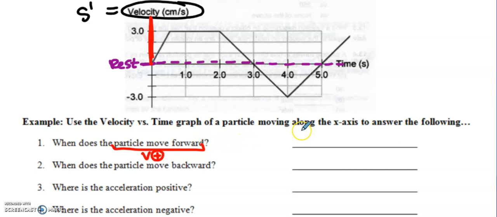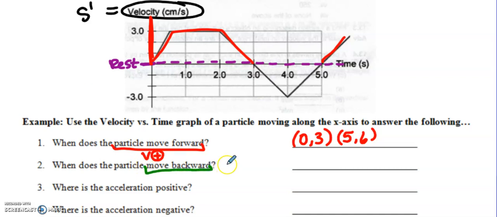So velocity is positive from 0 to 3, and from 5, we'll say this graph ends at 6, okay? But these would all be places where velocity is positive. When does the particle move backwards? Well, by definition, a particle is going to move backwards when velocity is negative or less than 0. Here's negative territory. My particle is in negative territory for velocity between times 3 and 5.